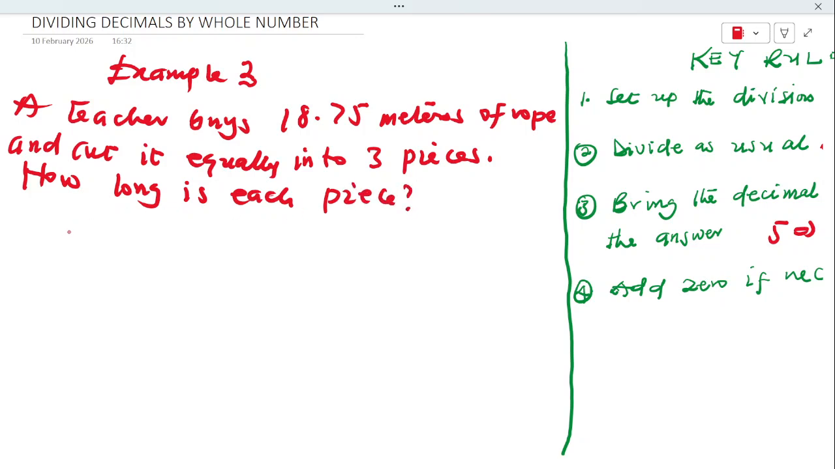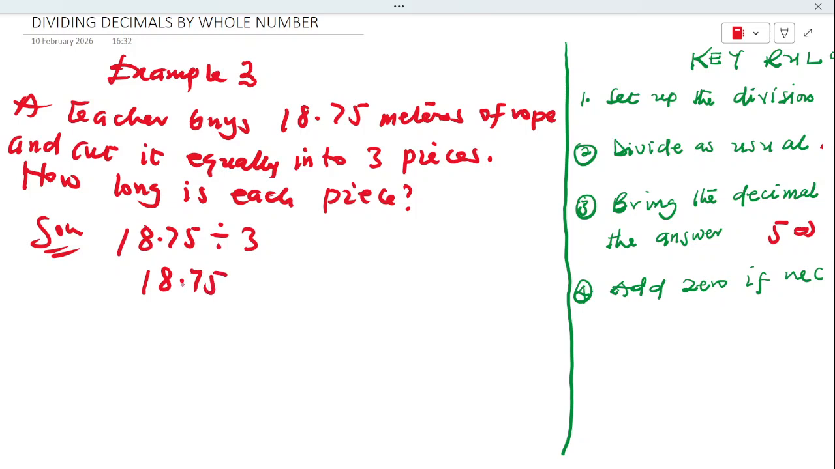All right, so it says that this teacher bought 18.75 meters of rope and cut it into three pieces. So how long is each piece? To get each piece, what you need to do is divide the 18.75 by 3 so that you can get how long one piece is. So by doing that, you set up the problem: 18.75 divided by what? 3.